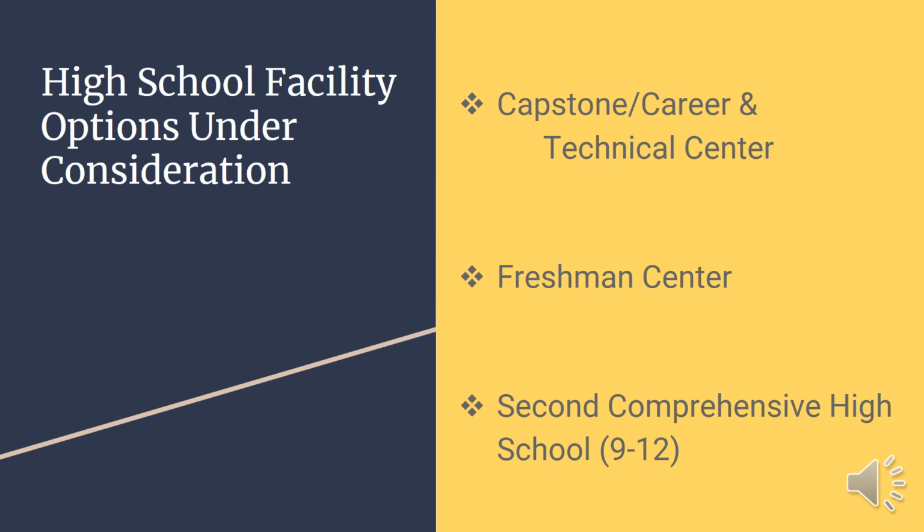But I want to qualify that by saying that we could do some combination of these. For example, if we build a freshman center, we could still include some capstone career and tech spaces, and/or if we pull the freshmen out of the existing high school building, some of that space could be repurposed for some of those capstone CTE type programs. So we do have some flexibility to mix and match here, but we're just trying to get a sense of what the best overall approach would be.